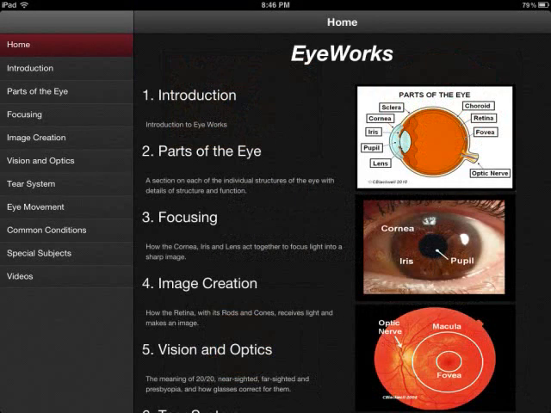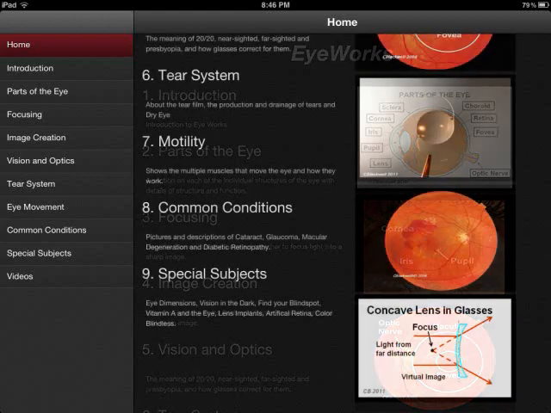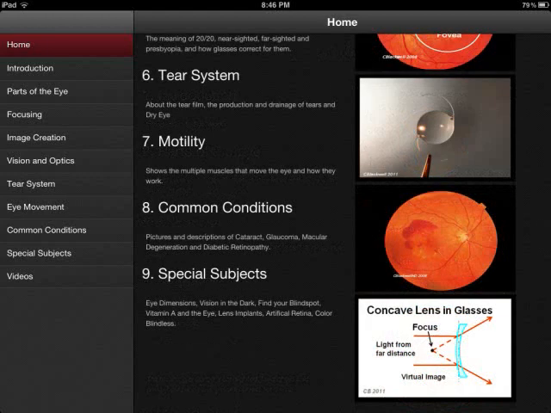The first sections deal with the structure and function of the eye. Then there are sections about how vision is measured, optics and glasses, the tear system, eye movement, common eye conditions, and some fun special subjects. Following are a few examples.